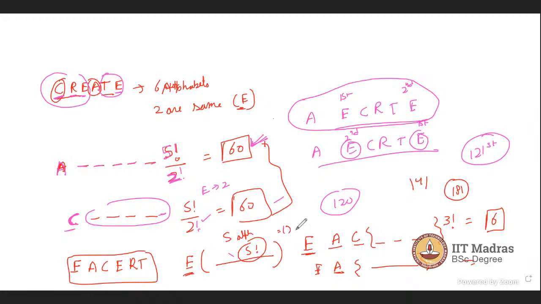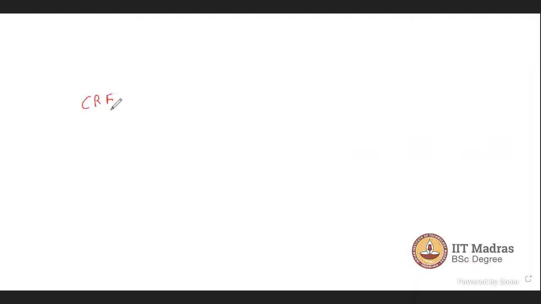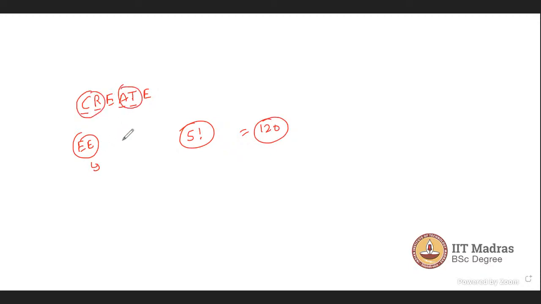Sir, if the question asks how many words in which there are 2 E's consecutively, meaning both E's are together. Okay. So then you have to take 2 E's and consider them as a single entity. So then the number of words will be 1, 2, 3, 4, and this 5 words. So 5 factorial, 120 ways. These 2 letters, both E's should occur together. So I have taken them as a single entity.